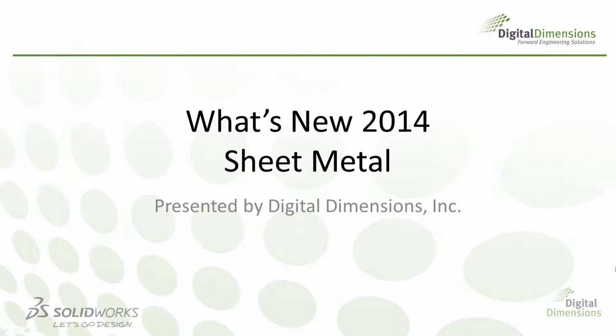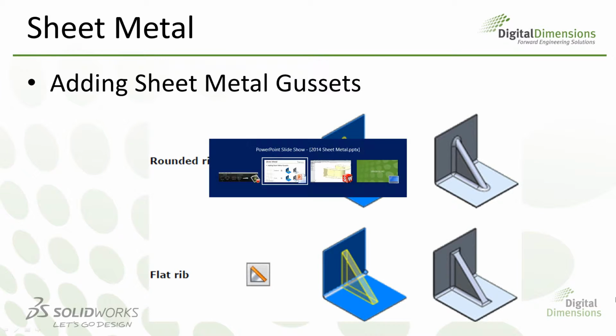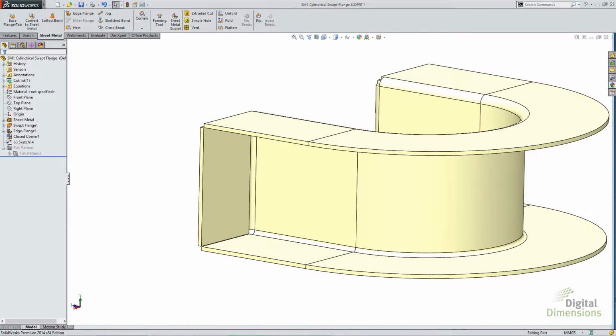My name is Quentin Rock, and today we'll cover the enhancements to the sheet metal functionality in SOLIDWORKS 2014. Our first new enhancement in sheet metal 2014 to take a look at is the ability to add sheet metal gussets. This has kind of been a long time requested thing for sheet metal parts, so let's take a look at it.